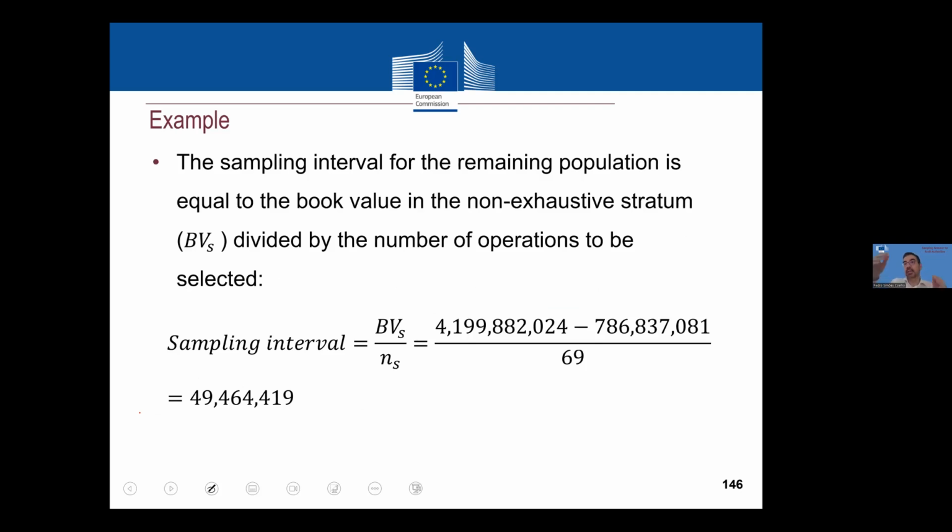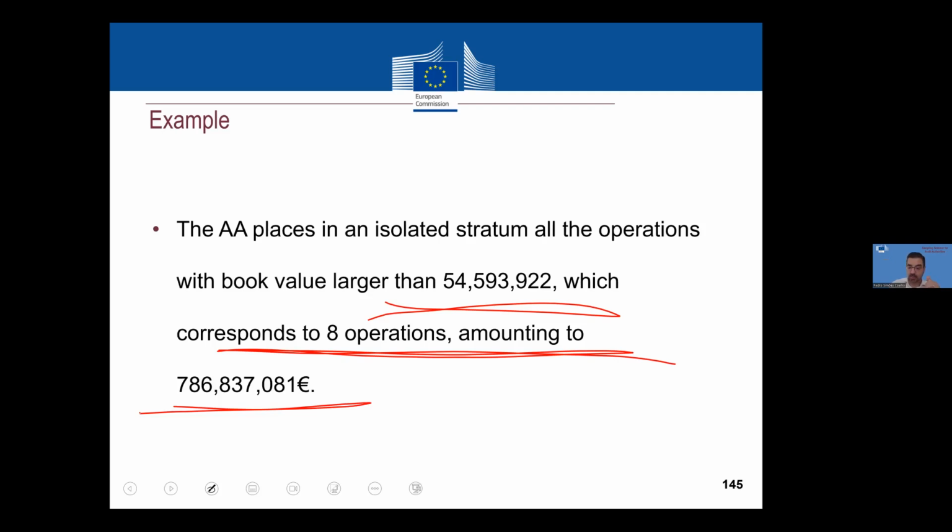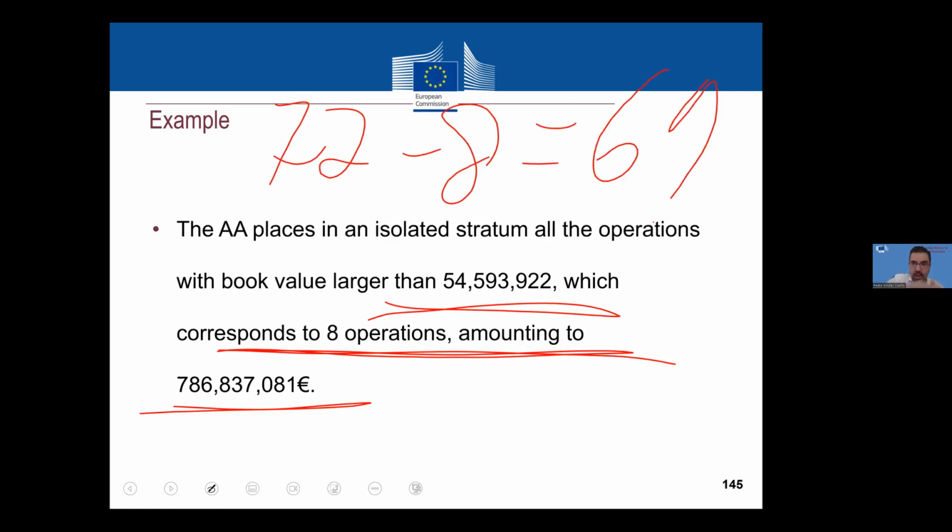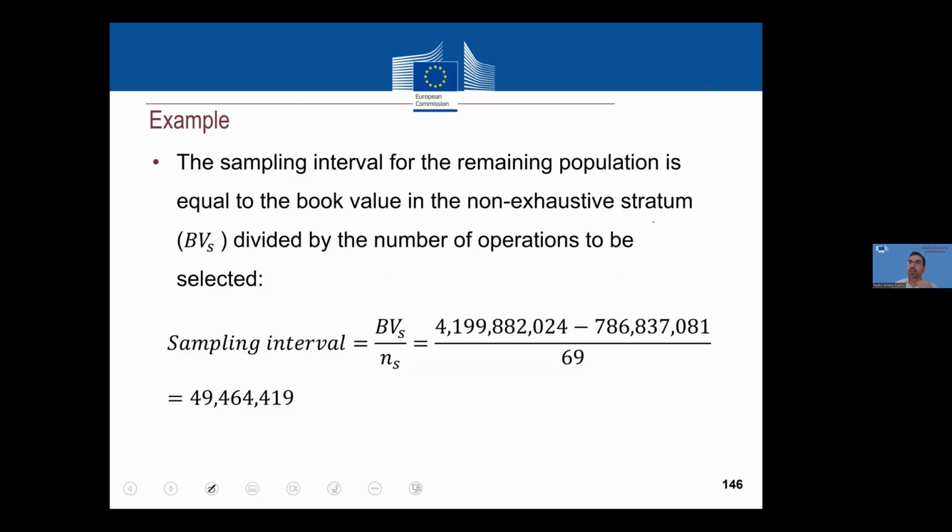Now, let's go to the remaining population. So what is my original sample size? 77 minus the 8 units that have fallen into the high value stratum. I have now 69 items in the sampling stratum. Now, how to calculate the sampling interval? Book value of the sampling stratum, which is the total book value of the population minus the expenditure of the 8 high value items that I have moved away, divided by the sample size, and my sampling interval is 49.5 million euros.